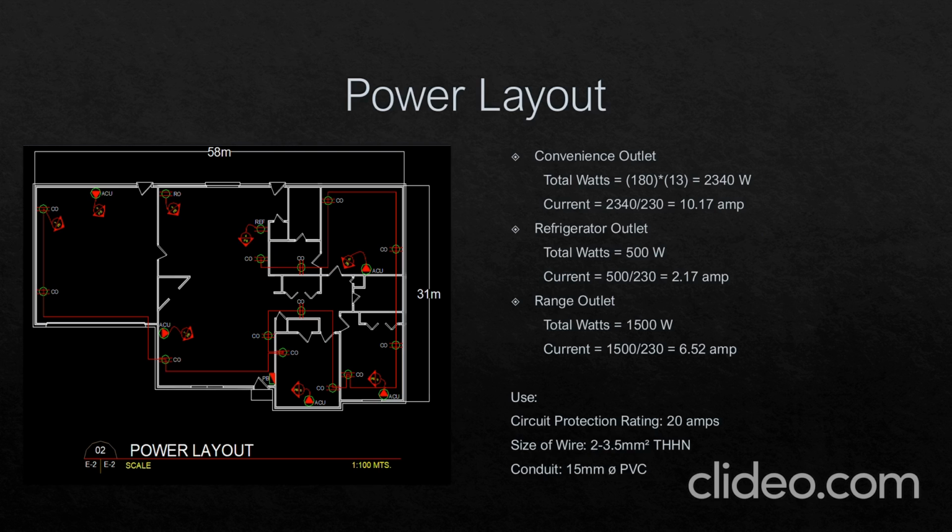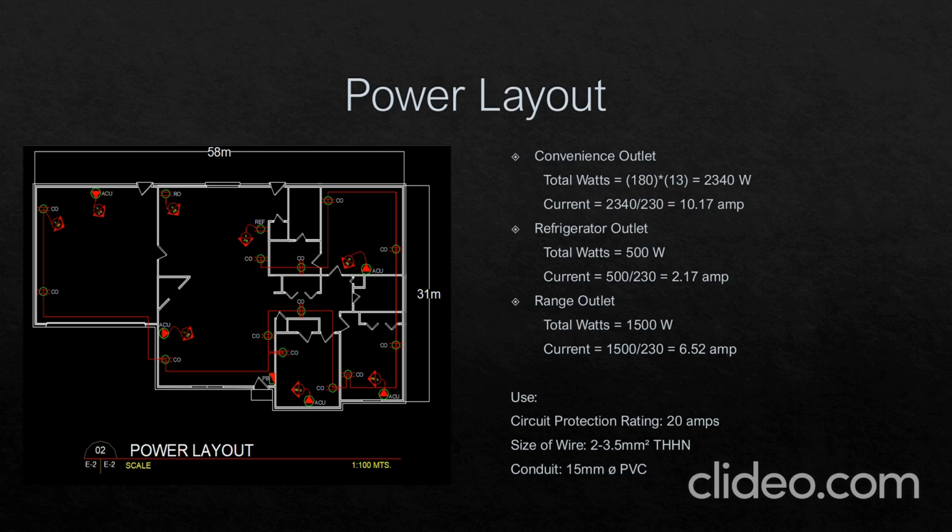In the power layout, the convenience outlet total power is 2340. Each outlet has 180 watts, and I multiply it by 13, the number of convenience outlets, in order to get 2340. And to get the current, we just divide it by 230 volts in order to get 10.17 amps. It is also applicable in the refrigerator and the range outlet.